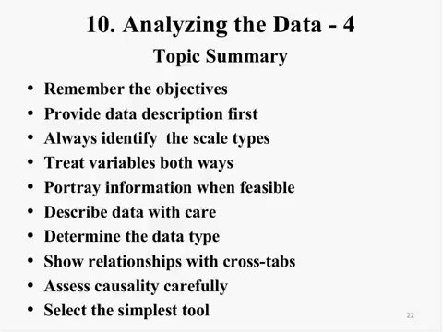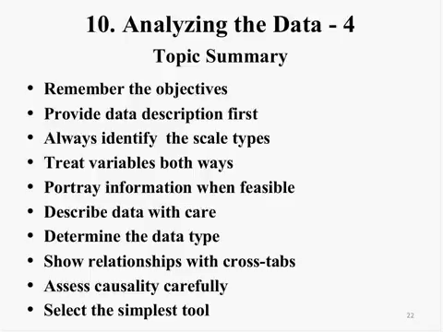Second, provide data description first. That is, treat individual variables for the entire sample before examining relationships. Next, always identify the scale types. The nature of the scale determines in part the proper descriptive measures. Remember we talked about ordinal and interval, ratio, etc. If you don't know what you're working with, you don't know what tools to use to analyze it. Next, treat variables both ways. Continuous items with only a few scale values can be treated as categorical.